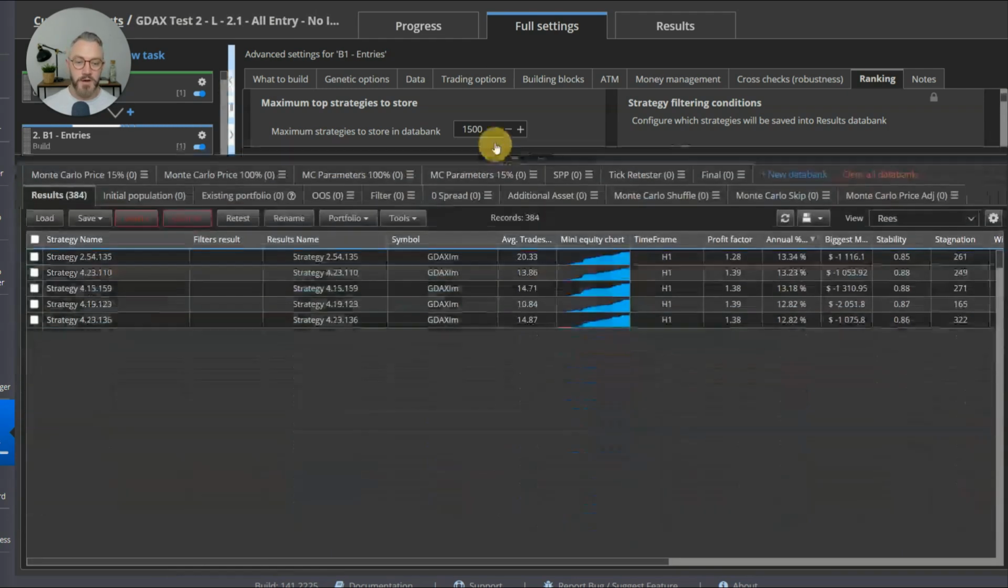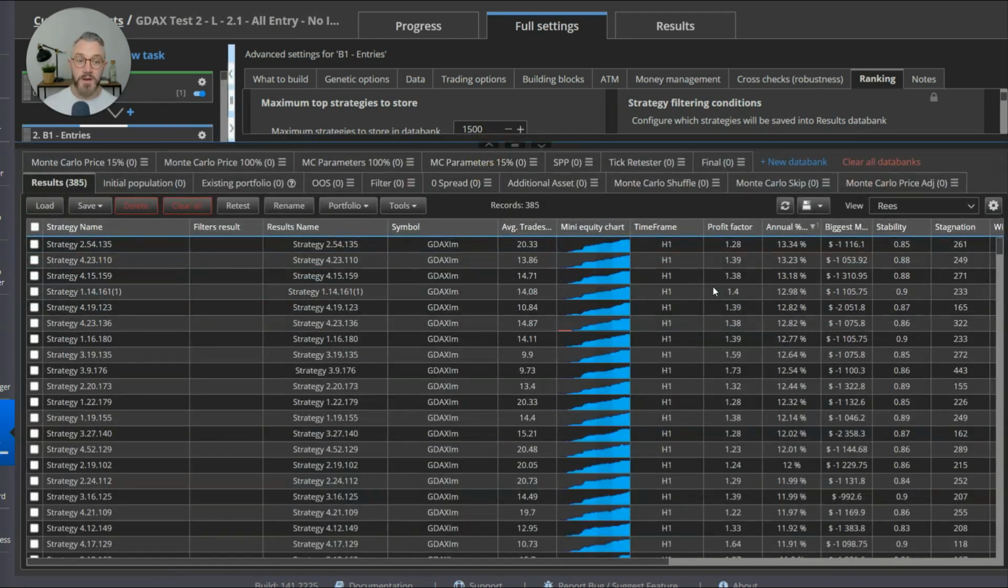And as you can see right here, I'm currently running a test, as I said, on the DAX, and we have potential strategies that are populating. There's currently 385. Now there's 386, and soon to be 387 potential strategies. Now, it doesn't mean these strategies would be added to my portfolio. It just means they're potentials for right now.